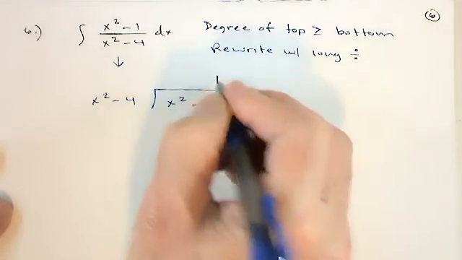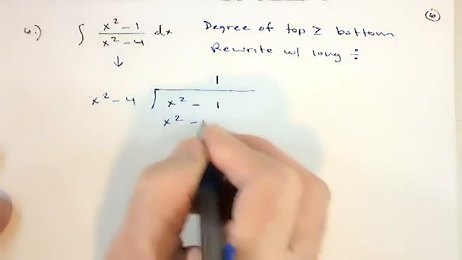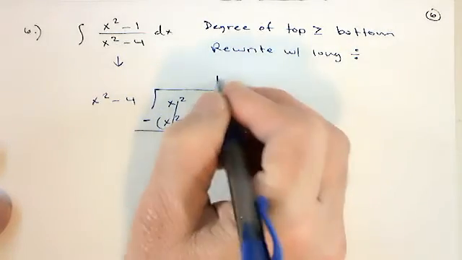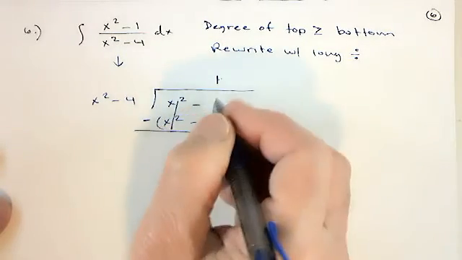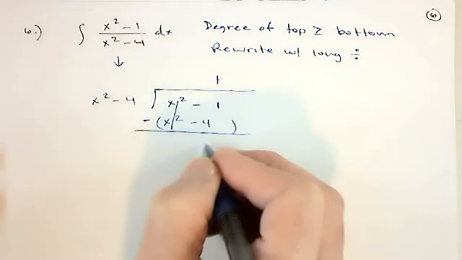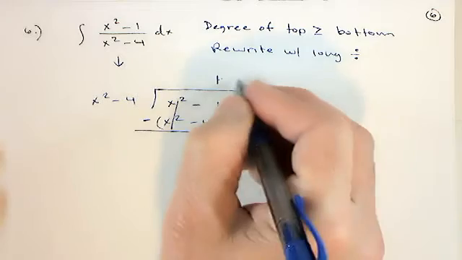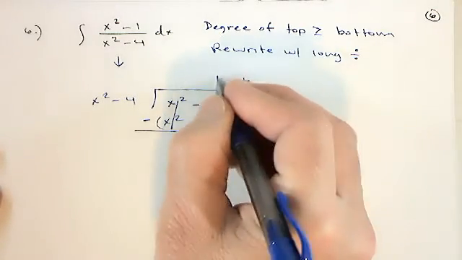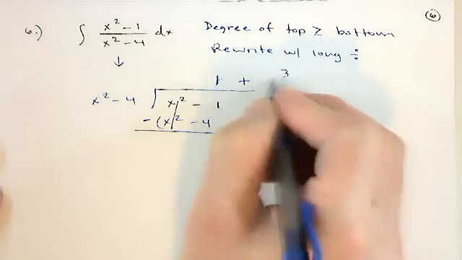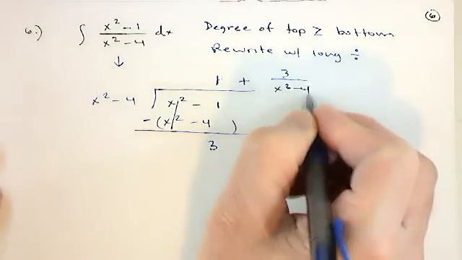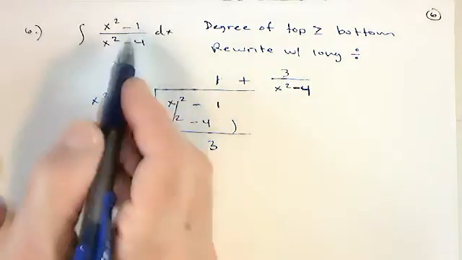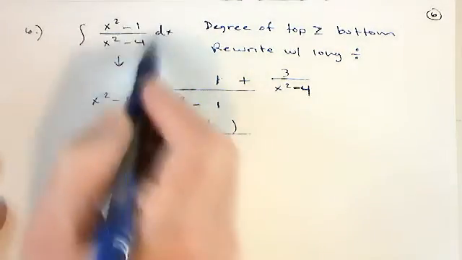If I put a 1 there, multiply that down, and subtract, I get this to cancel, which is why I chose a 1. I wanted that to cancel. And I have -1 minus -4 is really plus 4, gives me a remainder of 3. And so remember how that works is that means I'm going to have 1 plus my remainder over x squared minus 4. And this is just this rewritten.